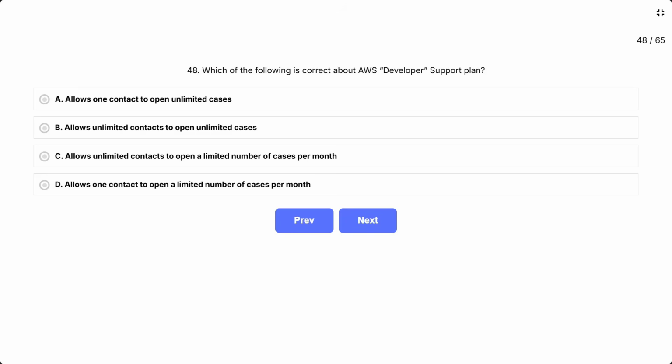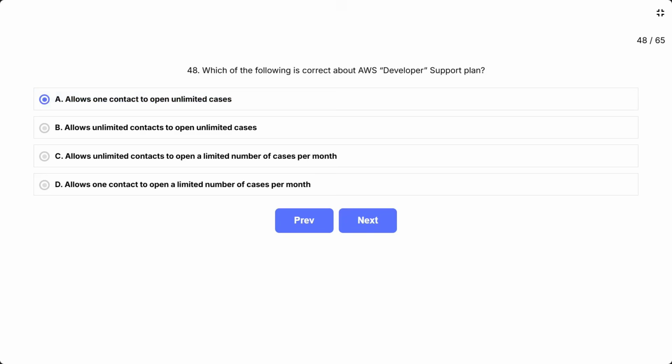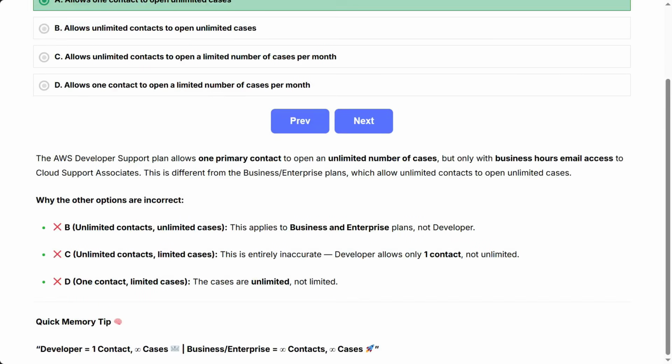The correct answer is A. Allows one contact to open unlimited cases. The AWS Developer Support Plan allows one primary contact to open an unlimited number of cases, but only with business hours email access to cloud support associates. This is different from the business and enterprise plans, which allow unlimited contacts to open unlimited cases. Why the other options are incorrect?